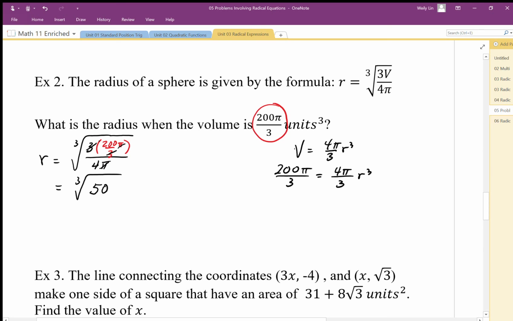Okay, so if you can see that we can divide both sides by pi, times both sides by 3. I can undo that times 4 with a divide 4, and I end up with 50 equals r cubed, and then undo the cube with a cube root, and I get the same value.